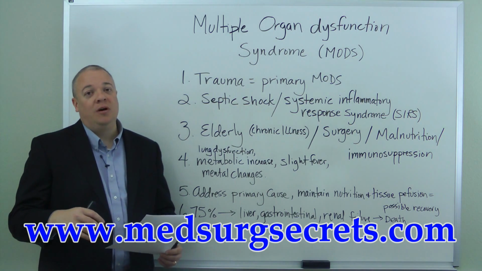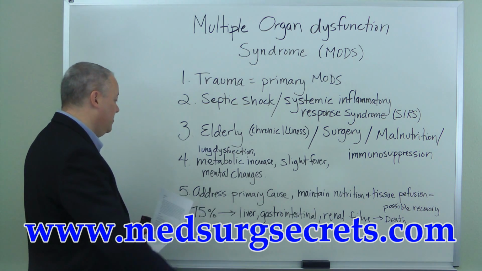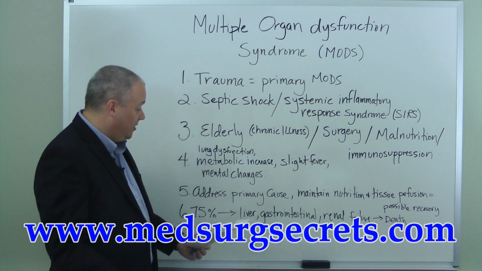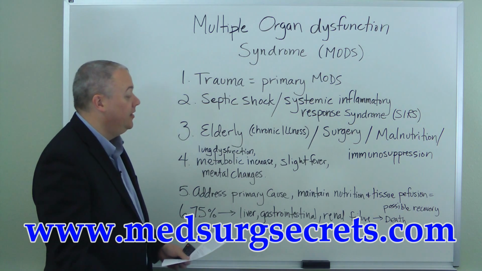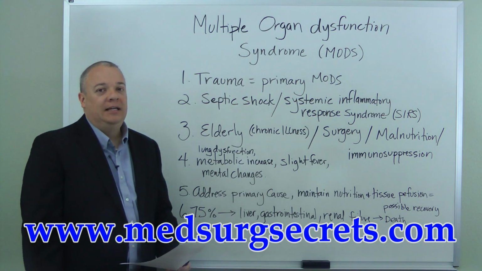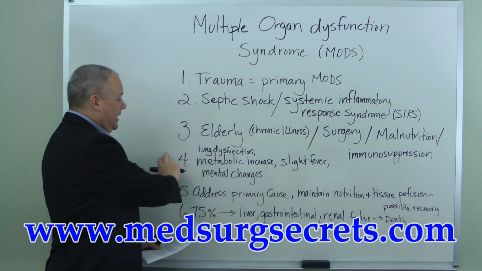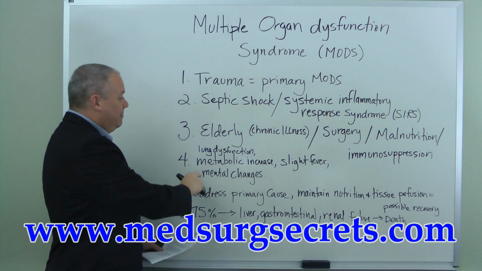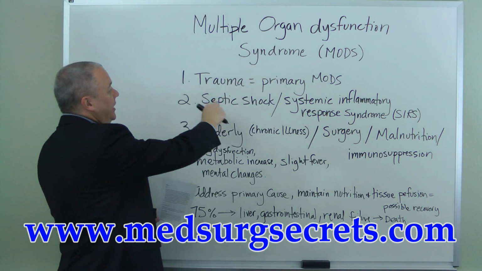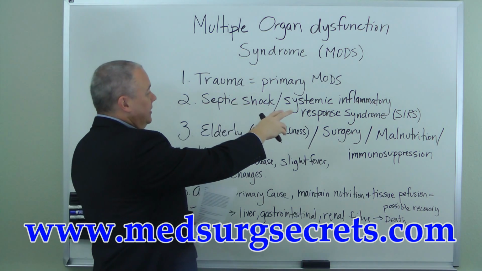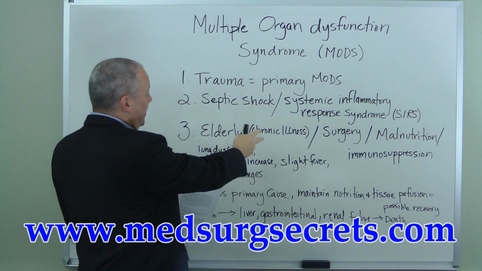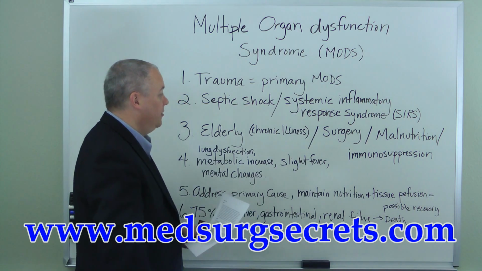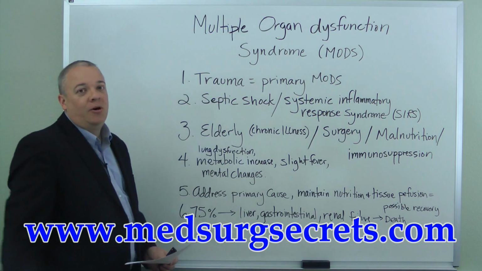However, in most cases where MODS occurs, where this multiple organ dysfunction syndrome sets in, 75% of those who have it will move to liver failure, gastrointestinal failure, renal failure, and then ultimately death. So look for these warning signs: the lung dysfunction is usually the beginning sign, then metabolic increase, slight fever, mental changes, and these other things are in play: direct trauma, septic shock, systemic inflammatory response syndrome, chronic illness in the elderly, post-surgery, someone with malnutrition, or someone suffering from immunosuppression. This may be part of the issue.